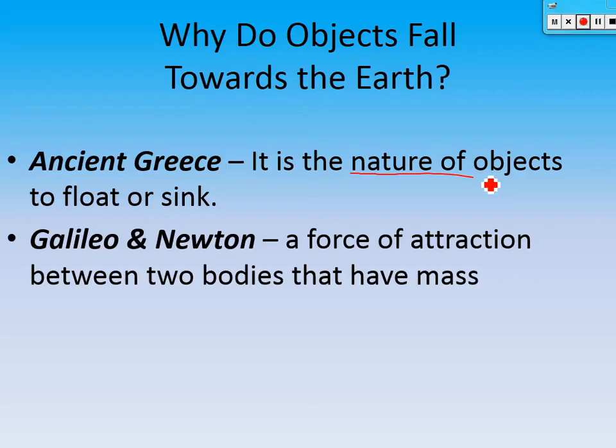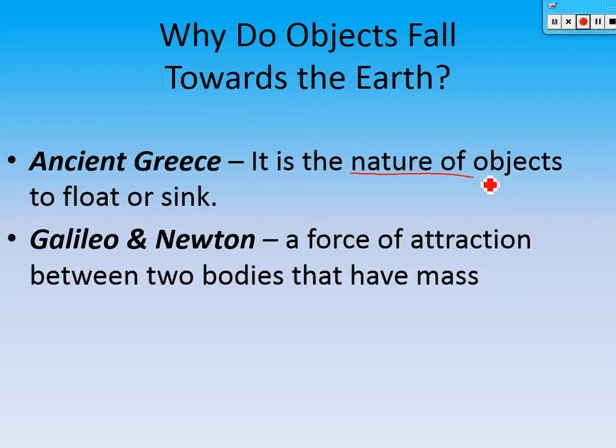They said it was a force of attraction between two bodies that have mass. So as long as something has mass, like this remote and this pen, is there a gravitational field between them? As long as they have mass, there's a gravitational field between them, and they looked at it like that.